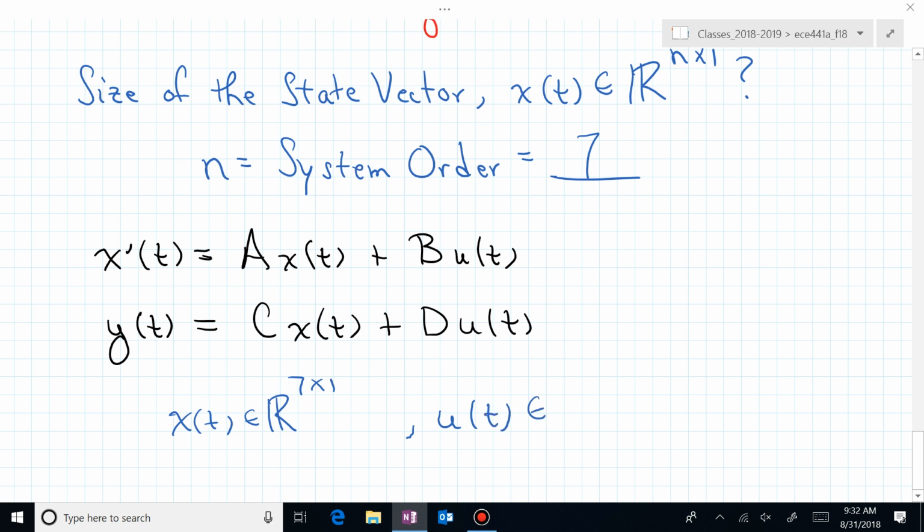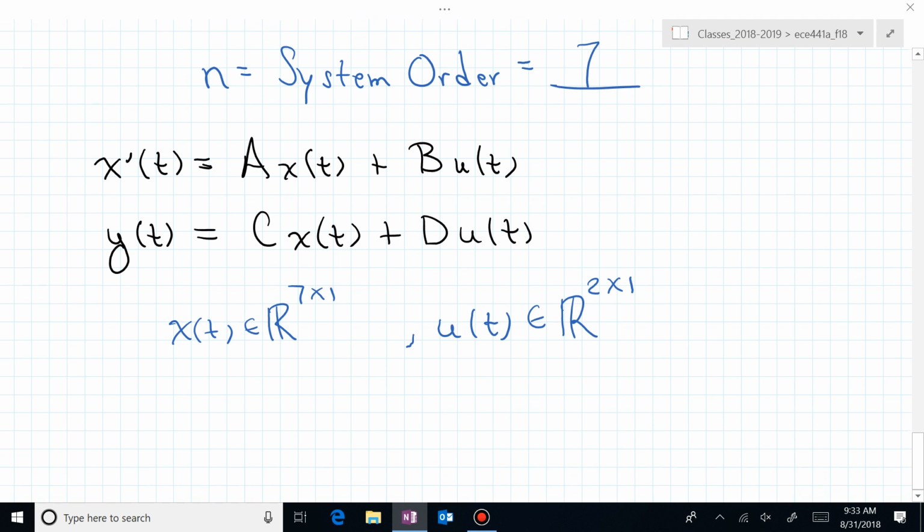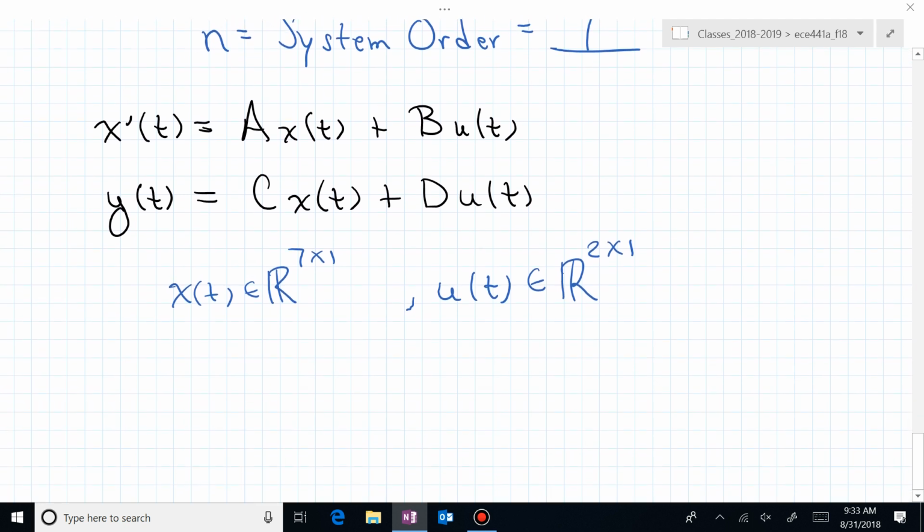How many inputs do we have? We had 2. We had a v sub 1 today and a v sub 3 today. Those are stacked on top of each other. Now, we need to build up our state vector.